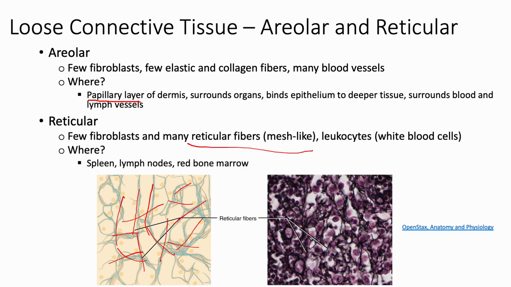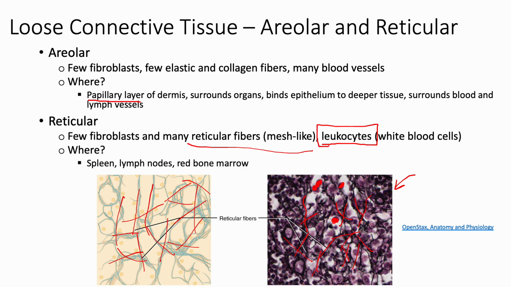You could think of mesh or nets that it would be forming. The other important thing about the reticular tissue is the presence of what are called leukocytes. These are white blood cells, and they're there to phagocytize pathogens. If we look at this microscopic image, it might be a little hard to see, but we definitely have these reticular fibers forming this net or mesh-like substance. And these darker areas are the presence of these leukocytes.